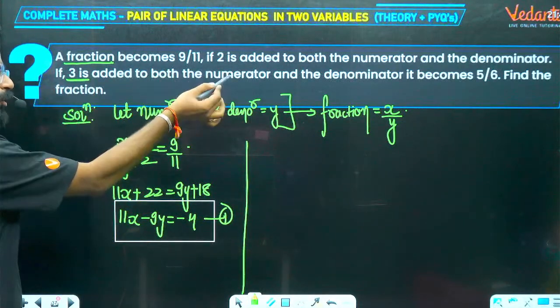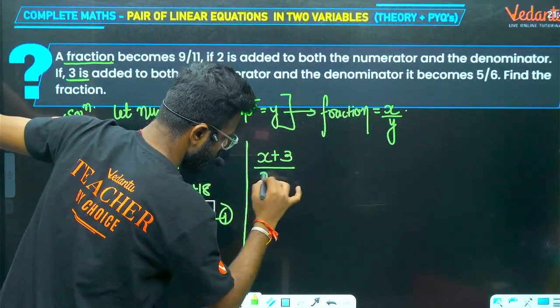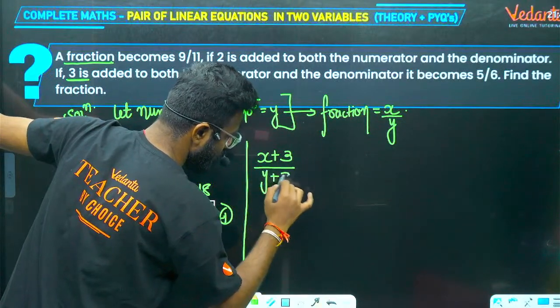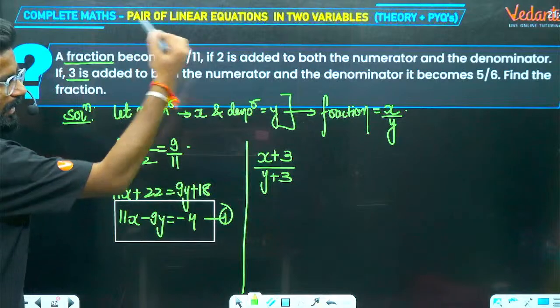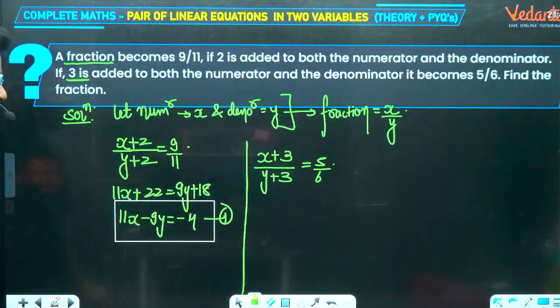If 3 is added to both the numerator and denominator, it becomes 5 by 6. Simple.